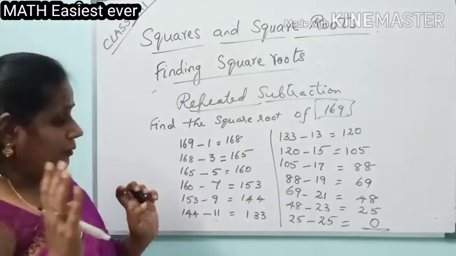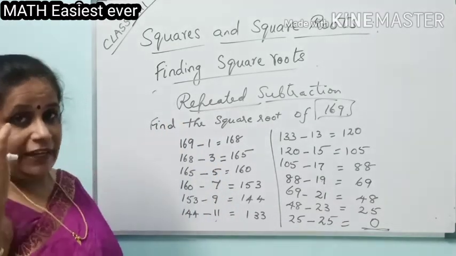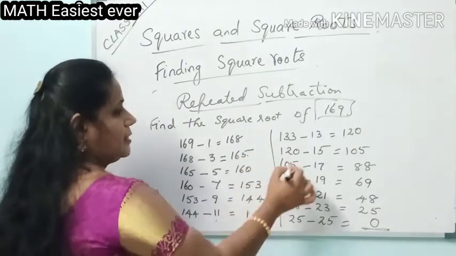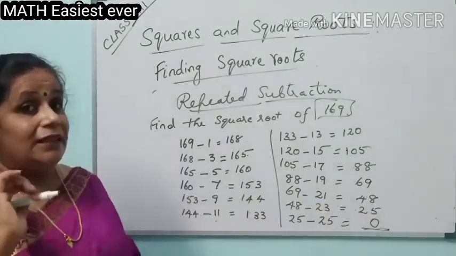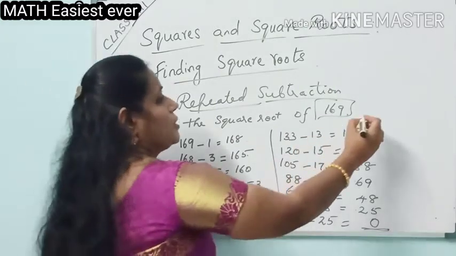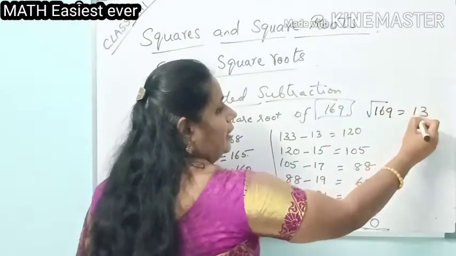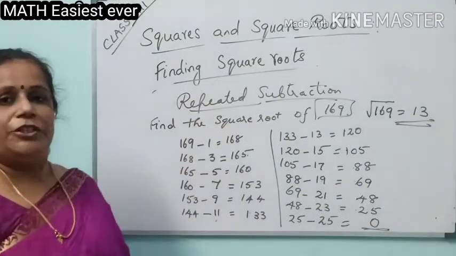Now, what is your work is to see how many steps I have done to arrive at 0. So 1, 2, 3, 4, 5, 6, 7, 8, 9, 10, 11, 12, 13. At the 13th step I have arrived at the answer 0. So the square root of 169 is 13. This is how you do it in the repeated subtraction method.